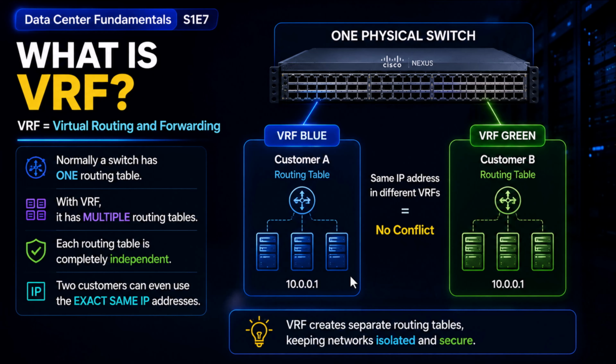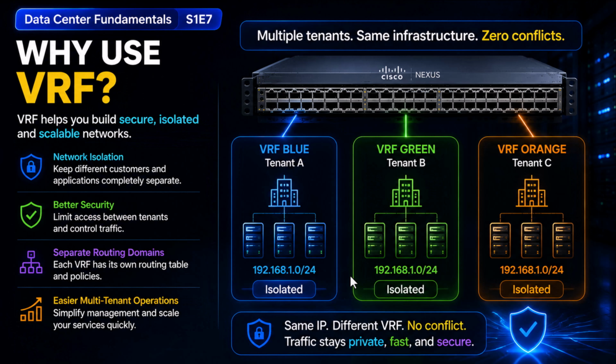One of the most useful features of VRF is the ability to reuse the same IP addresses. Customer A may use the address 10.0.0.1 inside VRF blue. Customer B can also use 10.0.0.1 inside VRF green. There is no conflict because the addresses belong to separate routing tables. You can think of each VRF as a separate virtual router running inside the same physical device. VRF is mainly used to create secure and isolated routing domains.